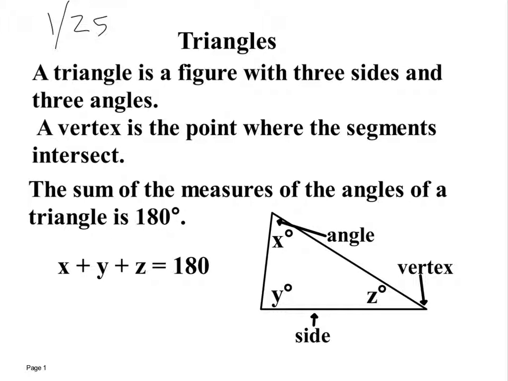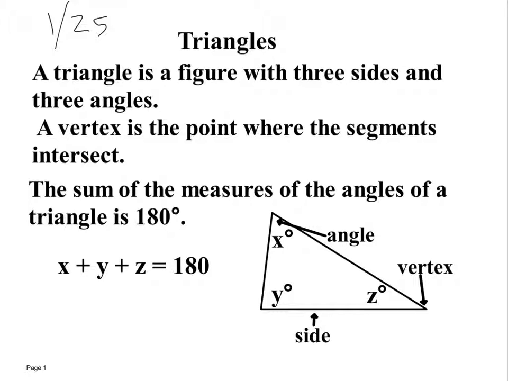Alright, today we're talking about triangles. Now, a triangle is a figure of three sides and three angles. The vertex is the point where those segments intersect. So right here would be a vertex, right here would be a vertex, right here would be a vertex.